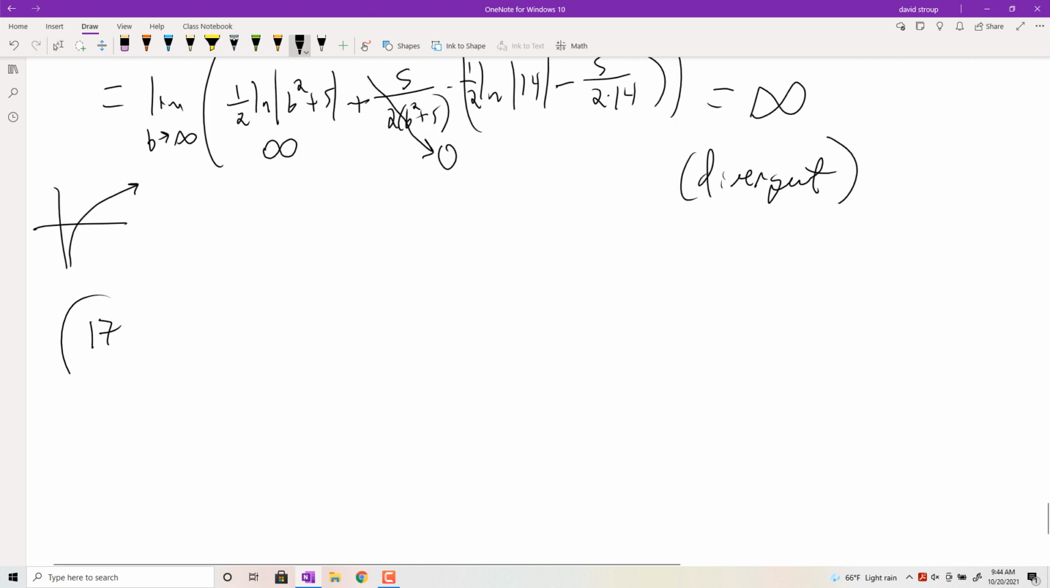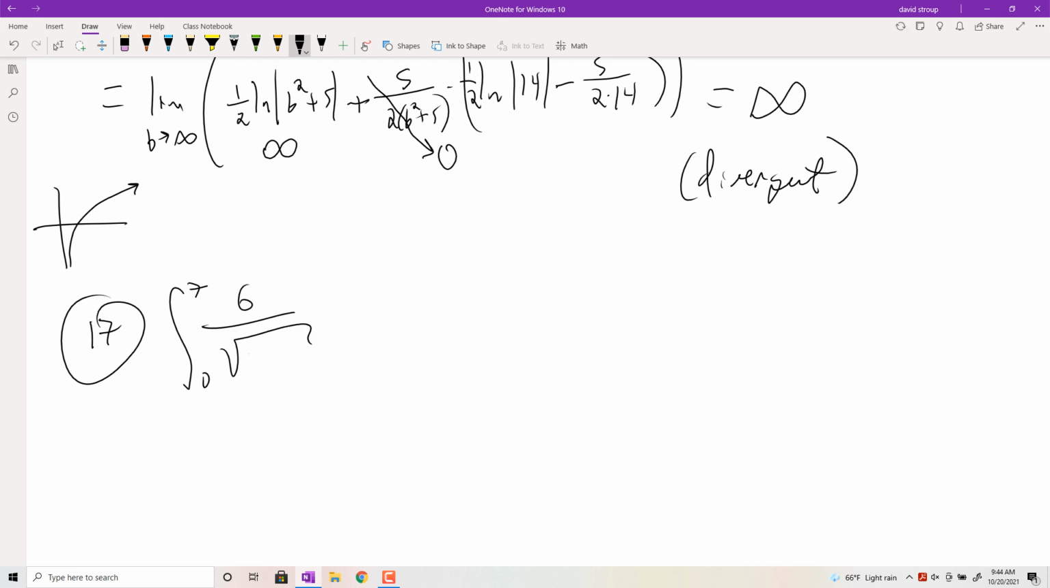So number 17, I have the integral from 0 to 7 of 6 all over the square root of 7 minus x dx. Okay, so here the issue is this upper limit on the integral. If you plug in 7, for the integrand, you'd have division by 0, which is bad. So I need to rewrite this taking the limit as we approach 7.